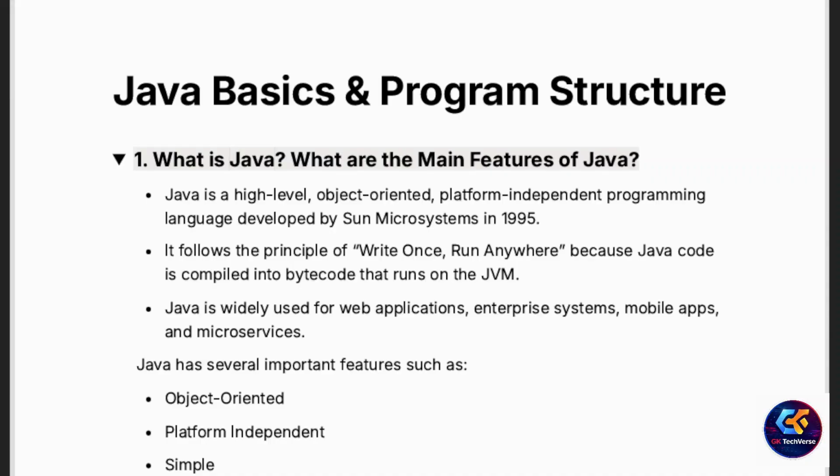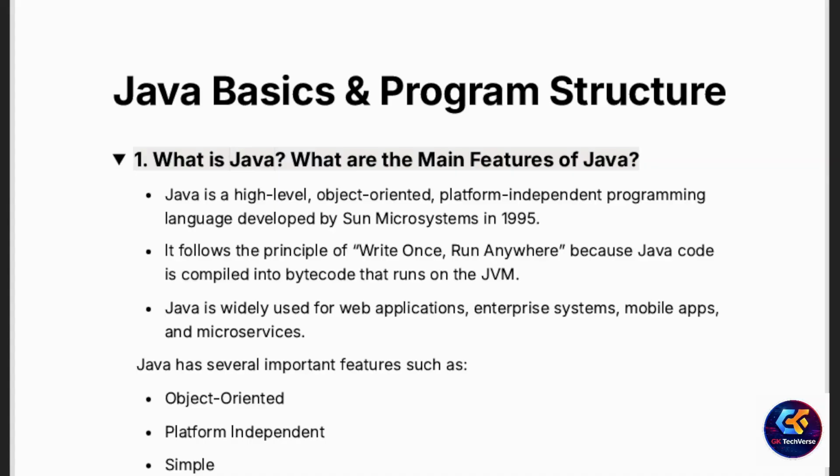Java is a high-level object-oriented programming language which was developed by Sun Microsystems in 1995. The main reason Java became popular is because of its platform independence. It follows the principle: write once, run anywhere.